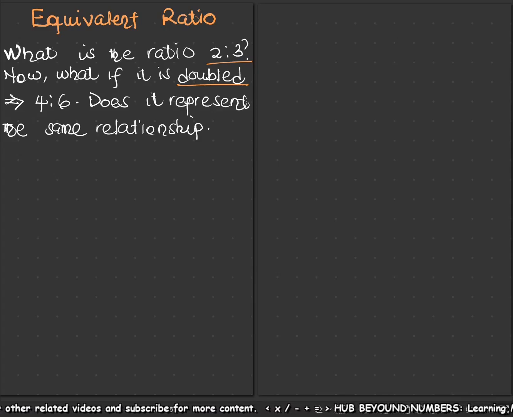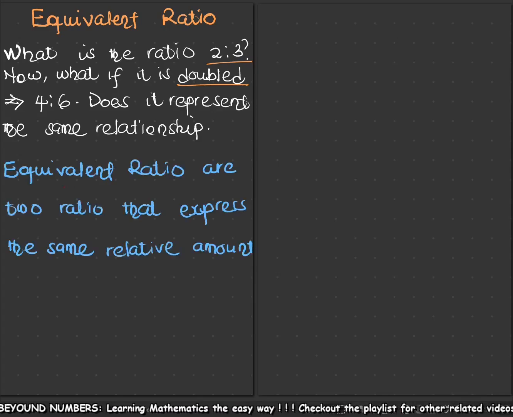Now, this takes us to what we call equivalent ratio. So when we talk of equivalent ratio, what is it? Equivalent ratios are two ratios that express the same relative amount. They express the same what? Relative amount. Let's look at the explanation in this example here.